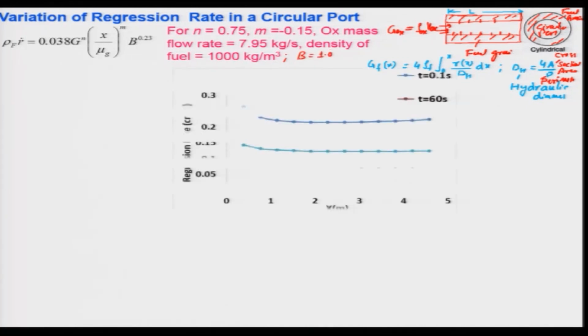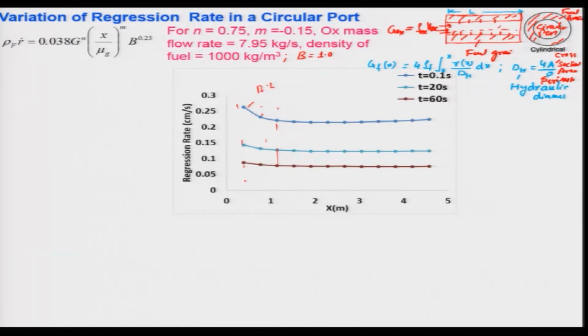Okay. If we look at how this regression rate is changing, you can see the regression rate plotted along x. At 0.1 second it has a very large regression rate at the front end of the grain, and after that it decreases. As time increases to 20 seconds it is lowered again, but has similar features. This is the region where the boundary layer is small, and therefore the heat transfer to the fuel grain is higher, so you get a higher regression rate.